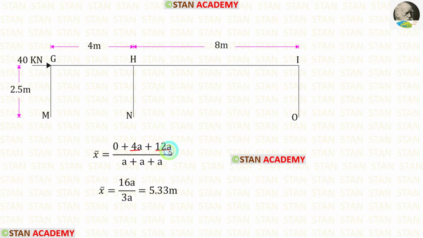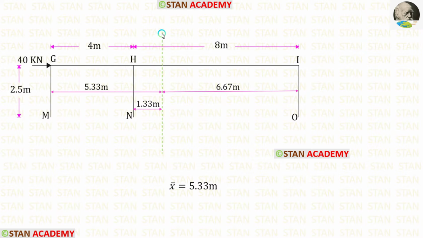4a plus 12a, we will get 16a. A plus a plus a, we will get 3a. We can eliminate a. 16 upon 3 is 5.33. So x bar is equal to 5.33 meter. We have calculated x bar from the member GM. So the distance between the centroid and GM is 5.33 meter.